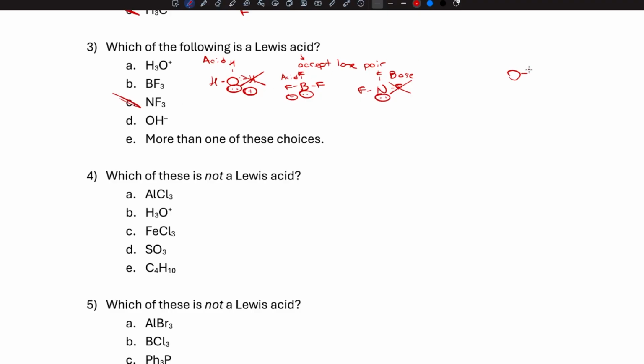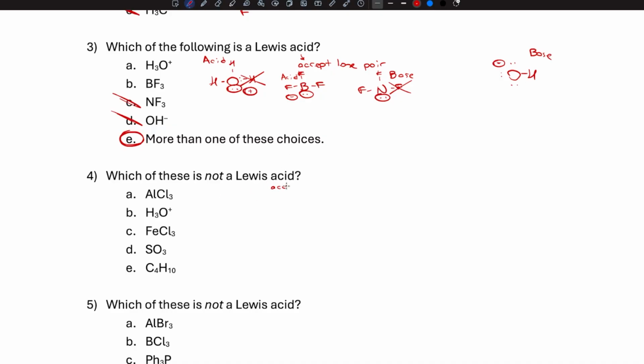And then hydroxide, we already have 3 lone pairs on oxygen. We definitely can't break off this last proton. And so it's definitely a base, but it's not an acid, right? And so A and B are both Lewis acids, meaning that the answer should be E, more than one of these choices. And the next problem, we're considering which one of these is not a Lewis acid.